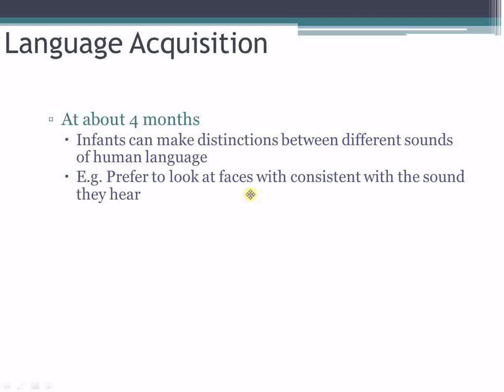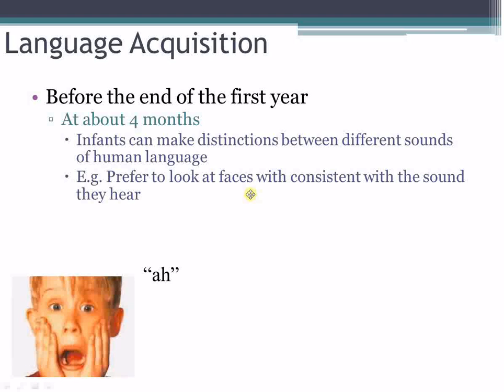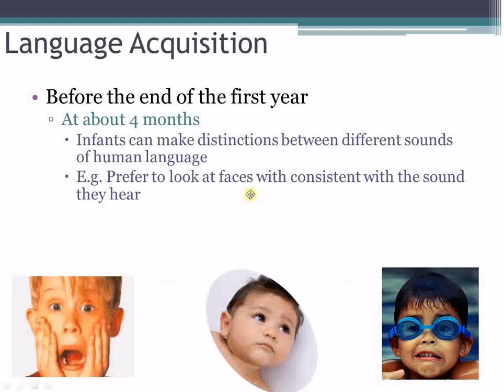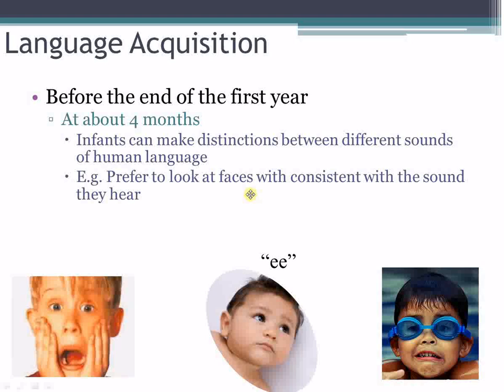For example, they prefer to look at faces that are consistent with the sound that they hear. When we make the ah sound, it's associated with an open mouth and lowered jaw. When we make the e sound, this is associated with a pulling back of the cheeks and a tightened, clenched jaw. And what we find is that when you play these ah and e sounds and you show infants pictures of faces, the baby tends to look towards the face that is consistent with the sound that it hears. So if it hears an ah, it'll look at the open mouth. If it hears the e sound, it's going to look towards the e face.